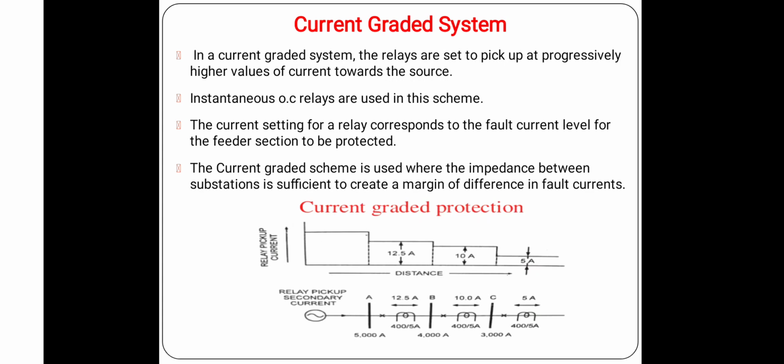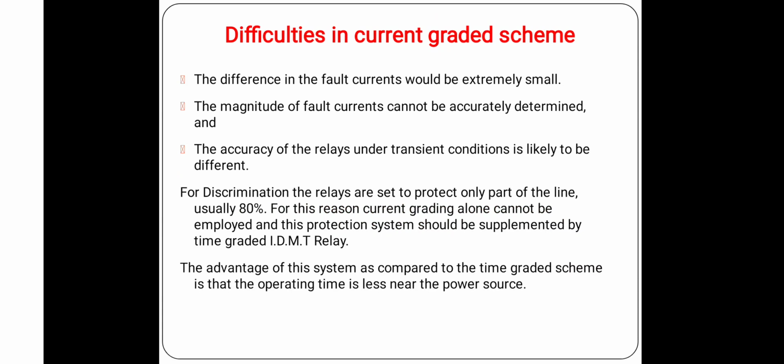But since this scheme cannot protect the entire feeder, this is the drawback. Another drawback is that the scheme cannot protect the entire feeder, 100%, which means the relay used at A does not protect the 100% protective zone of AB. It only protects 80% of AB. So it may be used in conjunction with IDMT relays. The performance of instantaneous relays is affected by the DC component of transients. So these are basically the drawbacks of the current graded scheme.